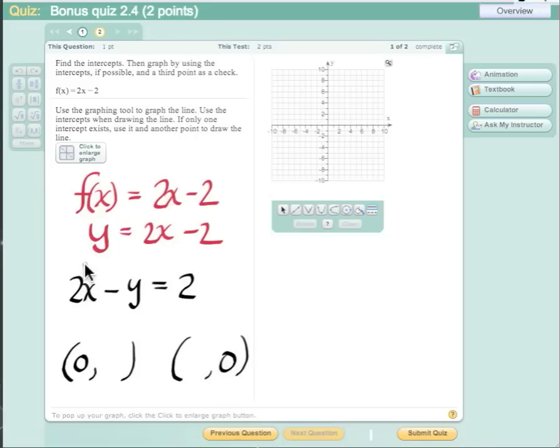When I let x equal 0 here, this of course is going to vanish. The opposite of negative 2 is 2. And so when x is 0, y is negative 2. And it's the same game here. I'm going to let y equal 0, and this whole term is going to vanish. And x has got to be 1. Those are the 2 points that I'm going to input into the graph here. And then we'll do a submit, and we'll see how that comes out.